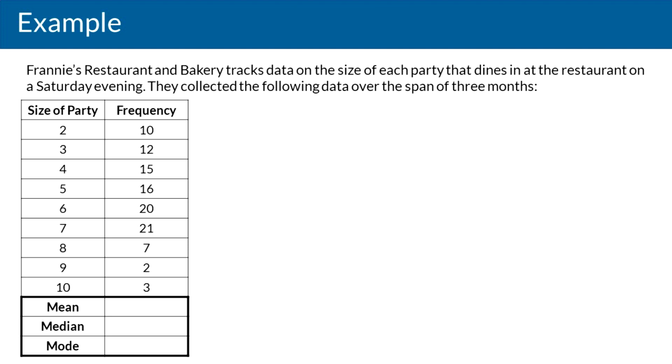From this data, it would not be unreasonable for us to find all 3 measures of central tendency and use that to have a judgment of the average party size that comes to the restaurant. The mode is easy enough to find by inspection of the table.